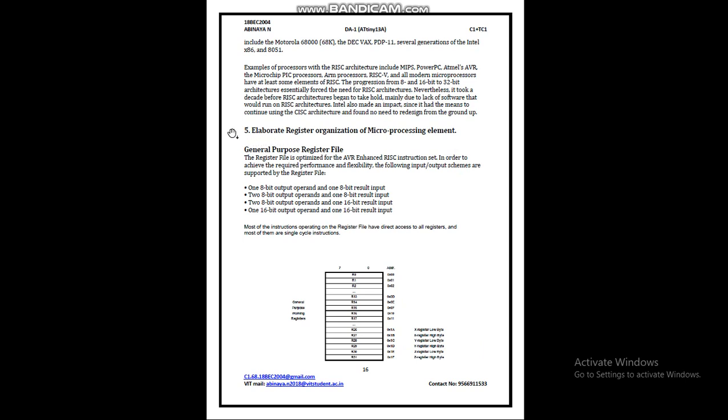In the fifth question, they have asked to elaborate the register organization of the microprocessing element. For the general purpose register file, we can see that we have four kinds of general purpose register file. The first one is one 8-bit output operand and one 8-bit result input. Similarly, we have two 8-bit output operands with one 16-bit result input and one 8-bit result input. So there are two differences here. Only the input varies. Then there is one 16-bit output operand and one 16-bit result input.